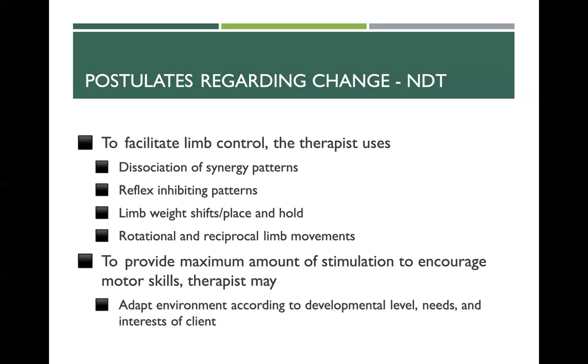Then you're looking at reflex inhibiting patterns, limb and weight shifts, place and hold, as well as rotational and reciprocal limb movements. So for rotational movements, think of using ball and socket movements, so not just flexion and extension. And then reciprocal limb movements, think of symmetry. If you move the left arm, you also need to move the right arm. And if you move your left leg, you also need to move your right leg. Move them at the same time in opposite directions. Think of legs and arms when walking.